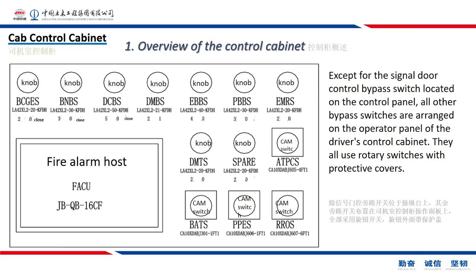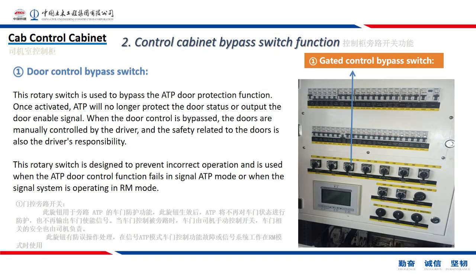Slide 32, Door Control Bypass Switch. The first is the Door Control Bypass Switch. This is used to bypass the ADP door protection function. Once activated, the ADP no longer monitors door safety, and the driver takes full responsibility for manually controlling the doors. This switch is only used when the ADP system fails or when the system operates in RM mode. Because of the safety implications, the switch has a protective design to prevent misuse.